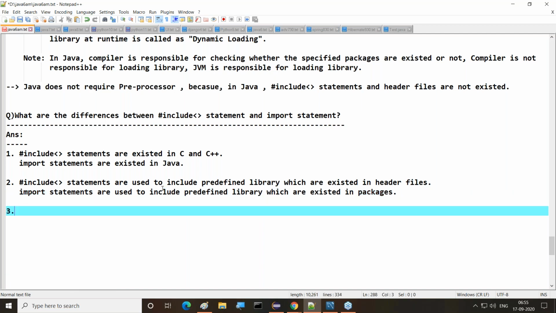Then after that, point number 3. Observe carefully. Hash include statements are used to include predefined libraries which exist in header files. Import statements are used to include predefined libraries which exist in packages. That's perfect. Next one is who will recognize hash include statements and who will recognize import statements.